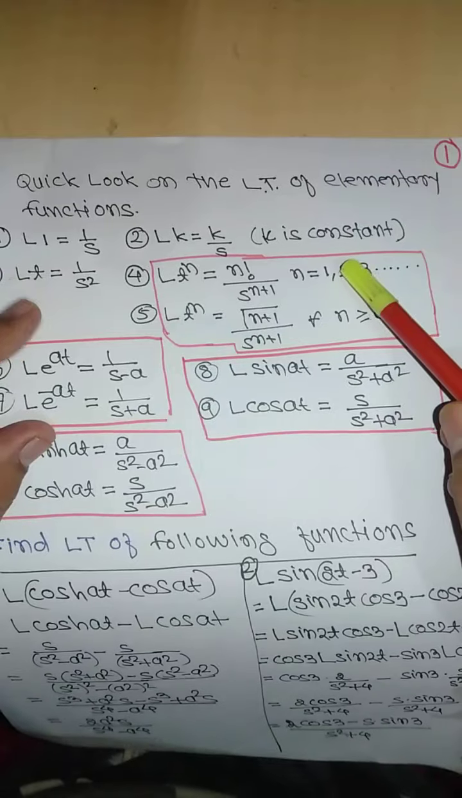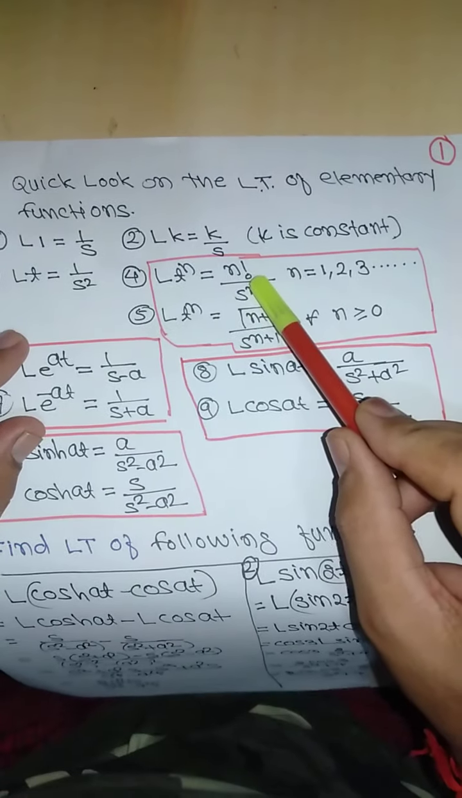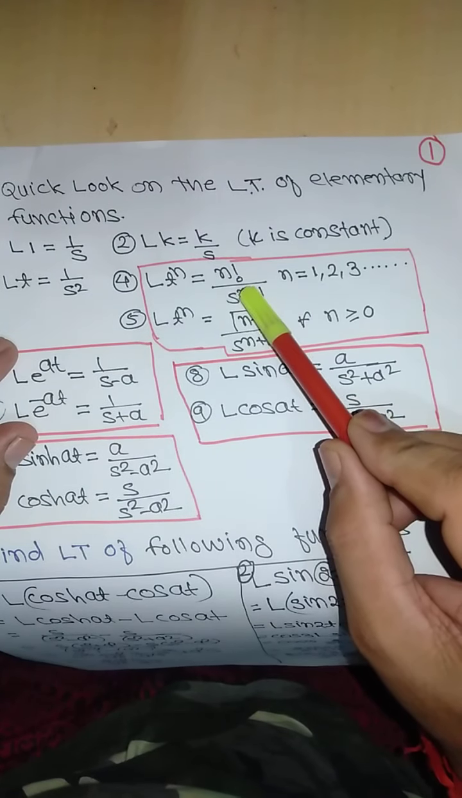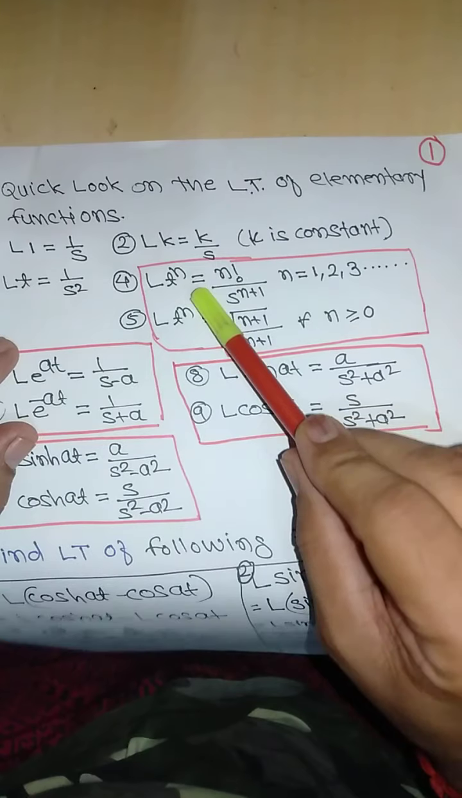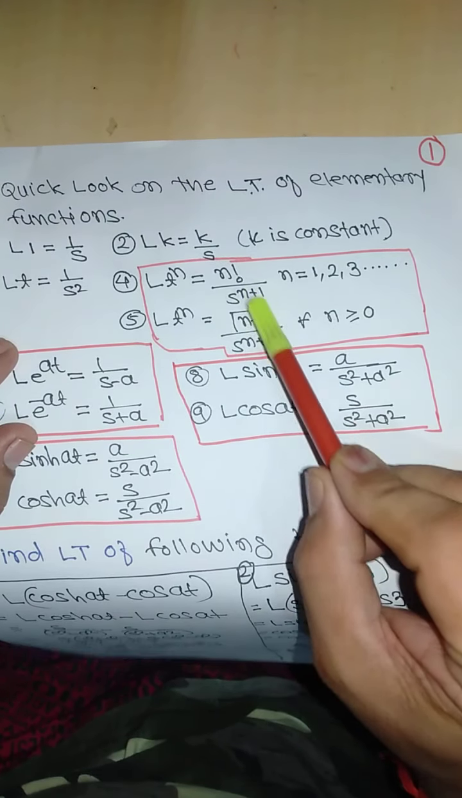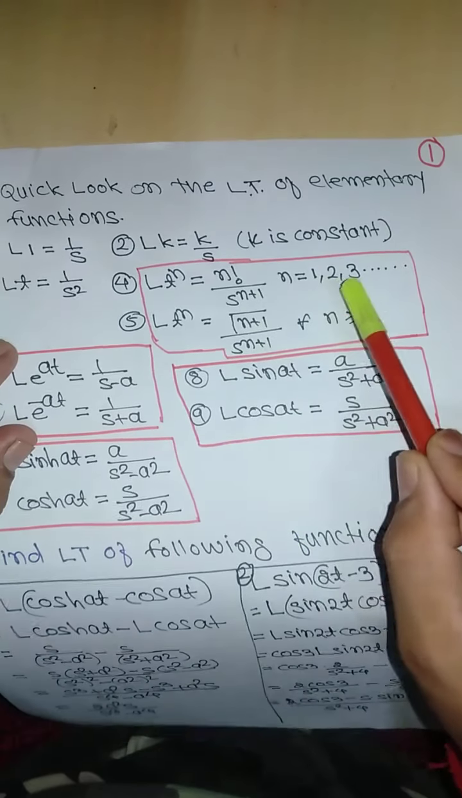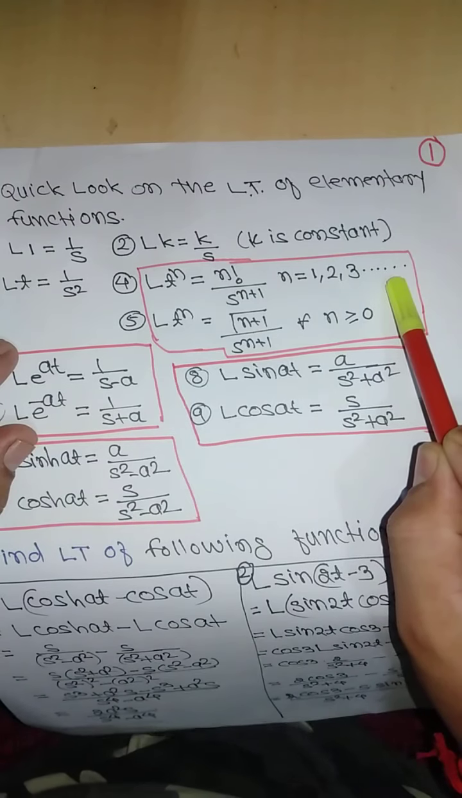Then we calculated the Laplace transform of t, that is 1 by s square, and this is the standard formula to calculate the Laplace transform of any algebraic function of power n, meaning L of t to the power n is equal to factorial n upon s to the power n plus 1, where n takes the values 1, 2, 3, that is, positive integers.